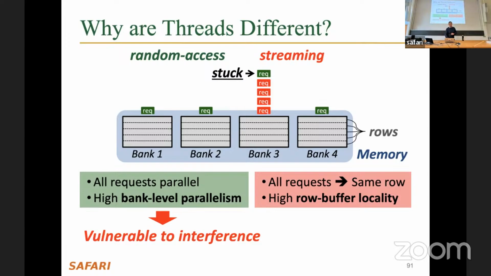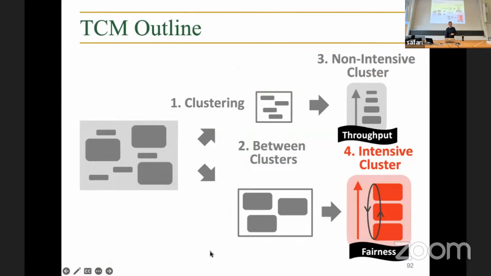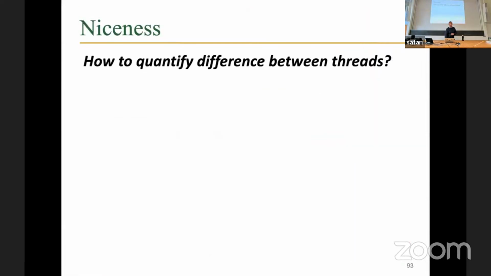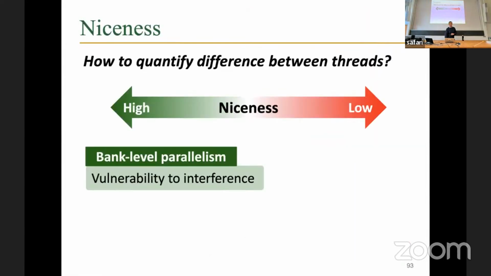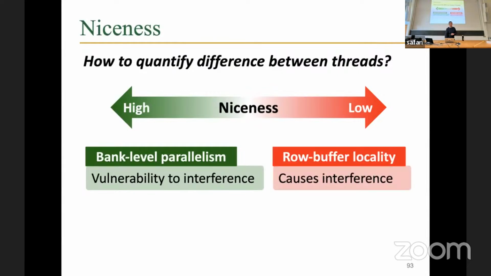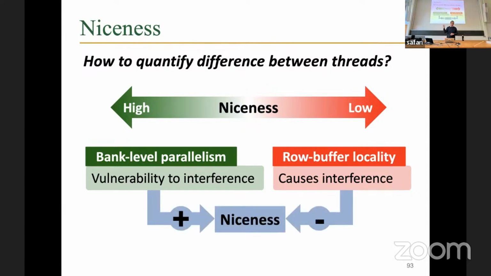So we define a metric to identify the vulnerability of threads to interference. We call it niceness. Niceness takes into account bank level parallelism as well as row buffer locality. It turns out high bank level parallelism is usually a trait associated with vulnerability to interference, whereas high row buffer locality is a trait associated with, let's say, aggressiveness in terms of a threat. It causes interference. And the paper discusses multiple things over here.